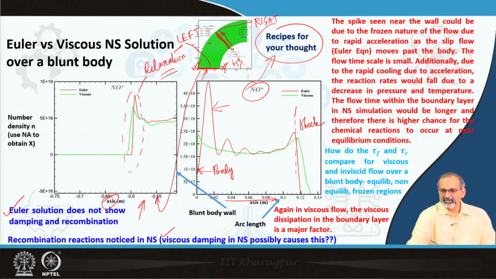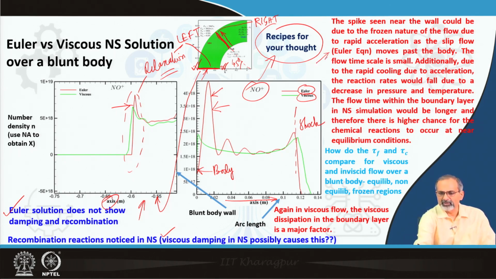The spike seen near the wall could be due to the frozen nature of the flow, due to the rapid acceleration of the inviscid flow. Remember that the red colored one is Euler, while the green colored one is the viscous or Navier-Stokes simulation. So, the spikes, the oscillations are seen strongly both in the left as well as the right plot. The spike seen near the wall could be due to the frozen nature of the flow, due to rapid acceleration as the slip flow moves past the body.